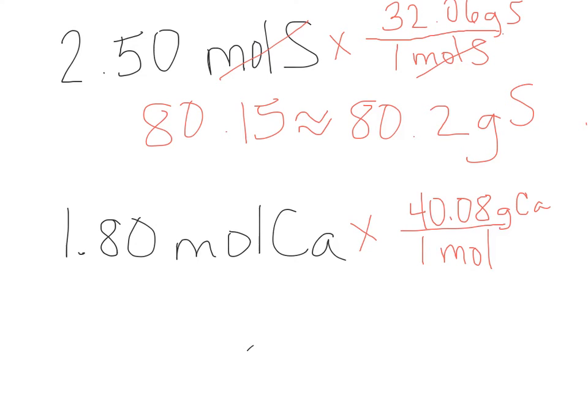So in 1 mole of calcium, there are 40.08 grams. Okay, so 1.80 times 40.08. That's going to give you 72.144. We'll just round that off to 72.1 and include our units, grams of calcium.